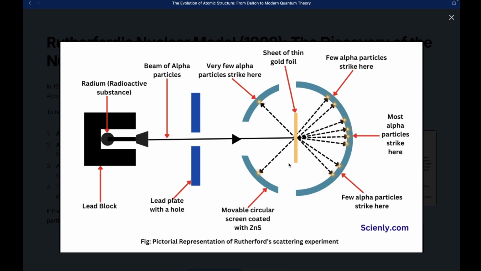But what they actually observed: most alpha particles pass through the gold foil without any deflection. Some alpha particles were deflected at small angles. Very few particles were deflected back at a large angle, even bouncing straight back. So what was the conclusion from these surprising results?